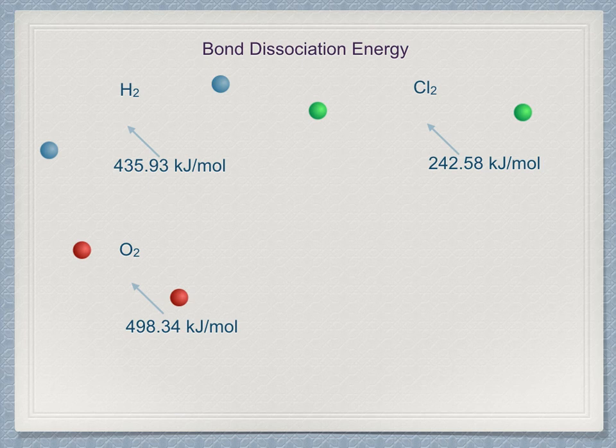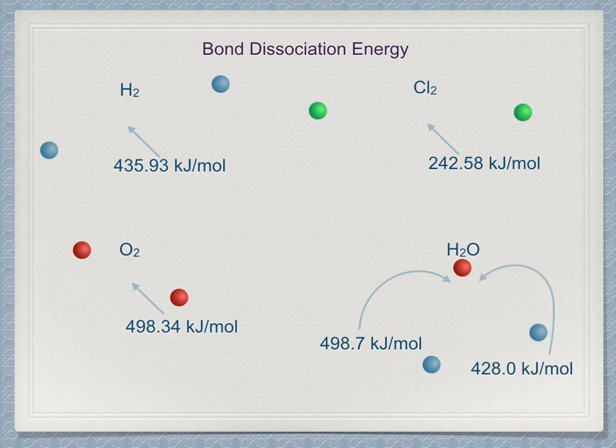Problems start to arise, however, when we look at the same bond in different molecular environments. The simplest would be the two OH bonds in water. It takes 498.7 kilojoules per mole of energy to break the first OH bond. The remaining OH bond, however, breaks with only 428.0 kilojoules per mole. You can perhaps appreciate that the electrons rearrange themselves differently once the first H atom is removed, and this leads to a different bond strength. The bond energy is different, but not tremendously so.